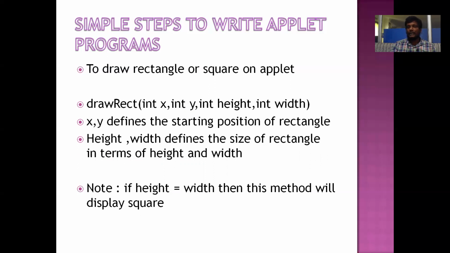As I mentioned in the previous slide, if we want to write something on the applet, we have to use the drawString method. When we call a method, its name should start with a small letter. And if that method name contains two or more words, the second word's starting character, or the third word's starting character, should be capital.